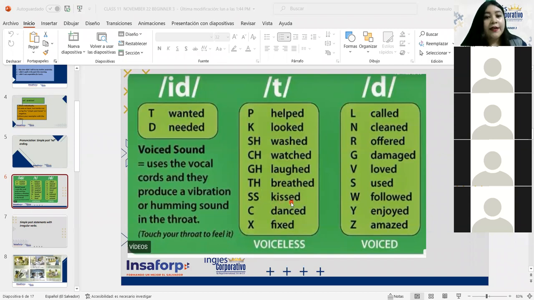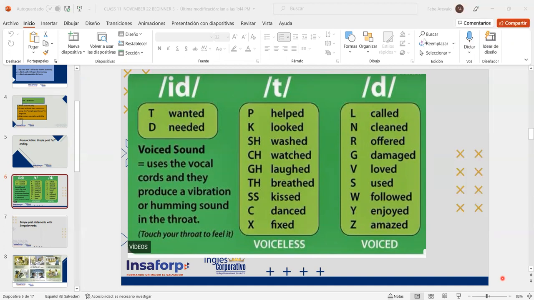Specifically in this one, it's easier, right? Because you only need to imagine that instead of ED, you have T. Específicamente en esta es más fácil porque solo tienen que imaginarse que en vez de tener ED, tienen T, all right? Cuando es speaking, right? Kissed, danced, fixed. Let's go with D. Cold, no called. Called, no. Cold. Cleaned, offered, damaged, loved, loved, no, loved, used, followed, enjoyed, amazed, right? Si alcanzan a escuchar, sí se detecta el sonido de la D, all right?